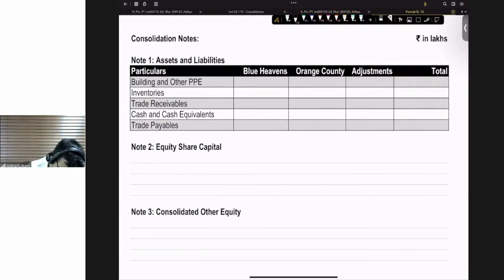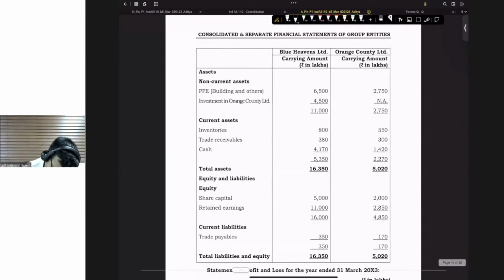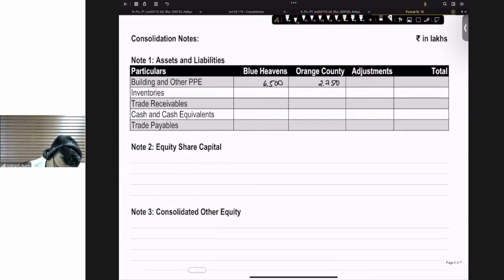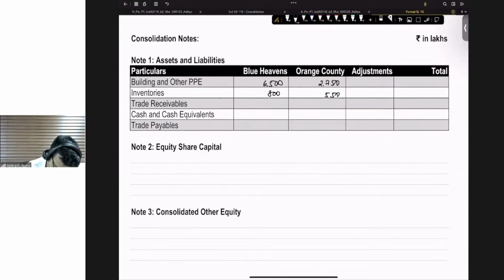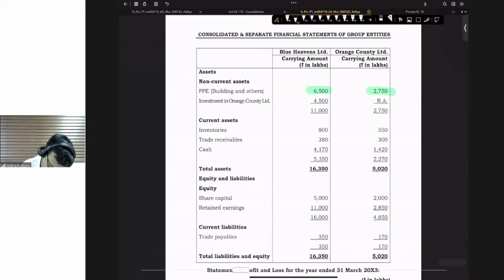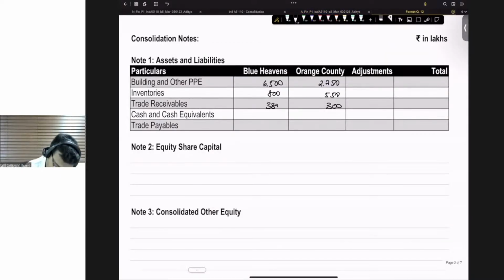Building and other PPE appears at 6,500. This is at 2,750. Okay, next one is, so we have considered this. Now inventories 800 and 550. Trade receivables 380 and 300. Cash 4170, 1420.